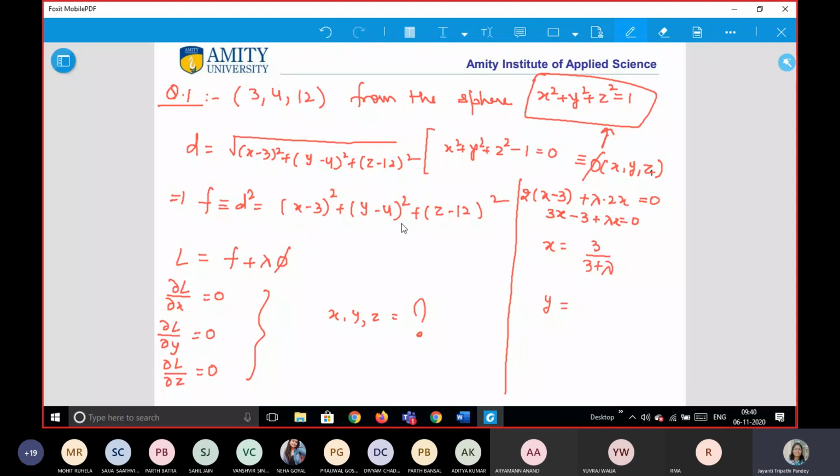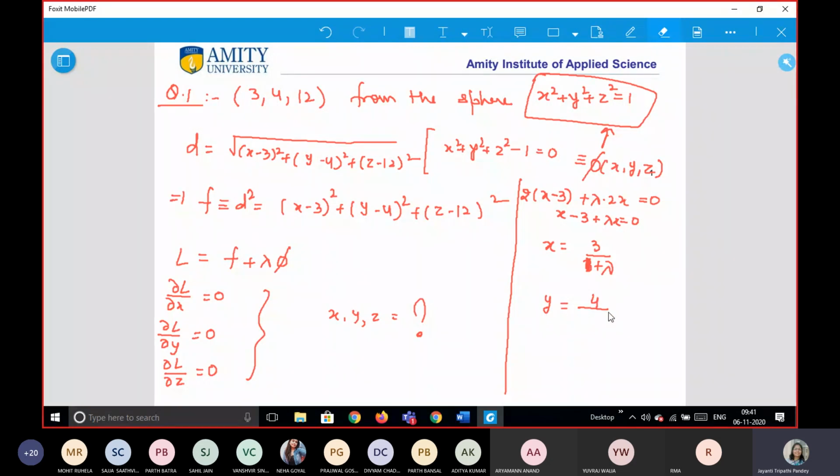Similarly, you will get y. Here you had 3, here you have 4. What do you get as y? 4 upon 1 plus lambda. Check, please. Differentiate and see. No, it won't come, beta. This is not 3x, this is simply x. I made a mistake here. This is x minus 3 plus lambda x.